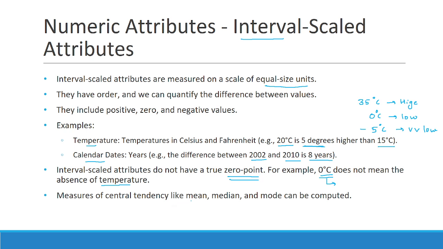Okay, now on this interval scale attributes you can find mean, median and mode. Okay, previous attributes we saw like nominal and ordinal, on that we can only calculate mode, but on numeric attributes you can calculate mean, median, mode. Okay, how to calculate that we'll see further, but for now you just understand that on numerical attributes we can calculate mean, median and mode.